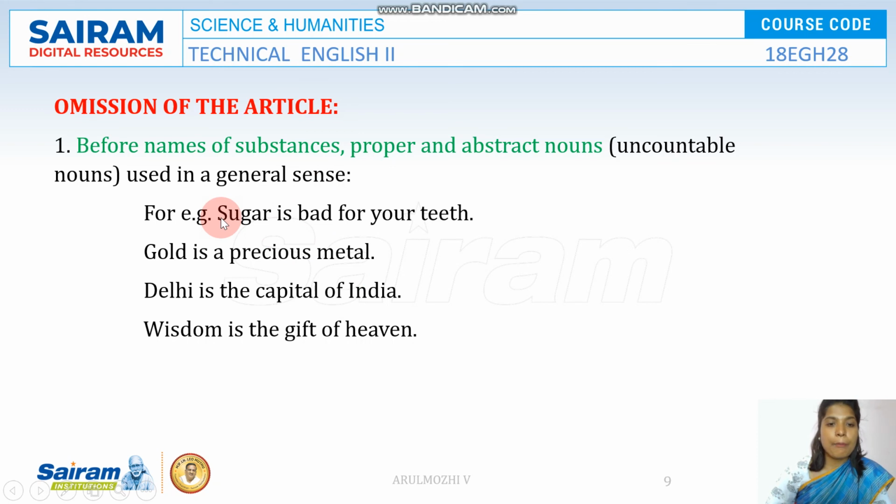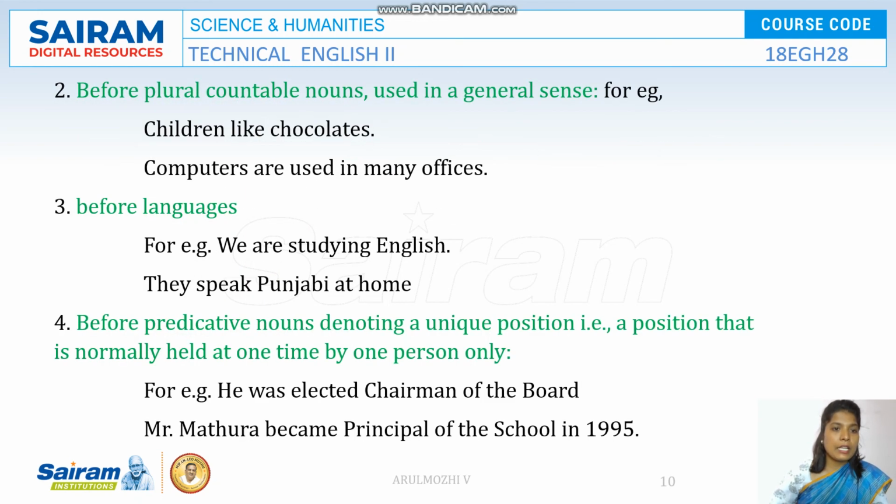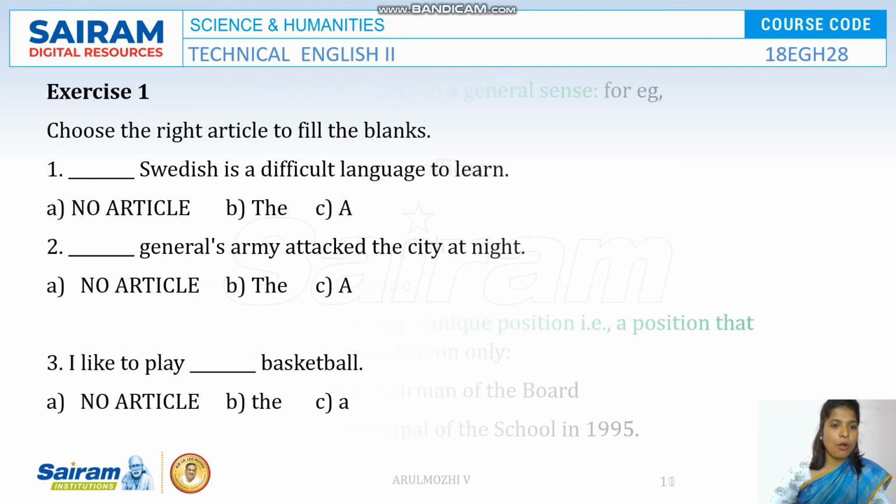Take for example, sugar is bad for your teeth. You don't say the sugar is bad for your teeth. Gold is a precious metal. Delhi is the capital of India. Wisdom is a gift of heaven. And then plural uncountable nouns, they don't take articles. Before languages, we don't use articles. Before predicative nouns, we don't use articles.